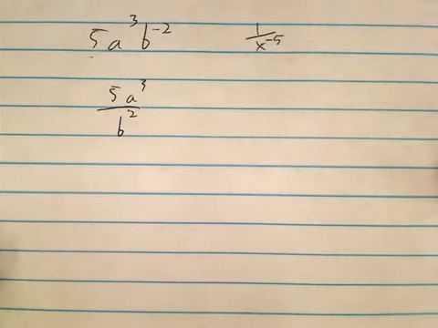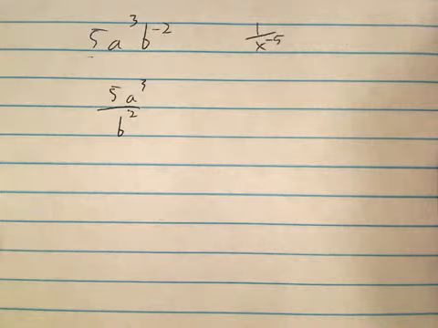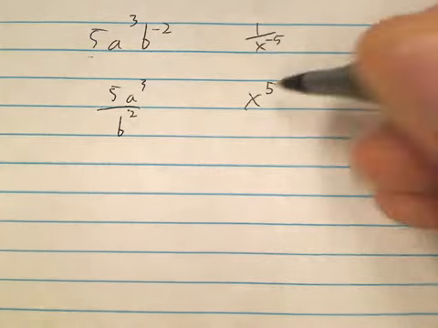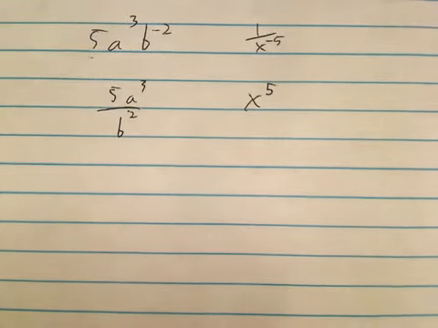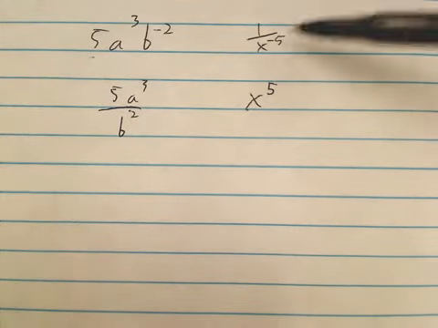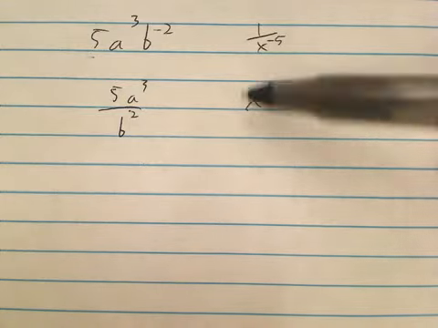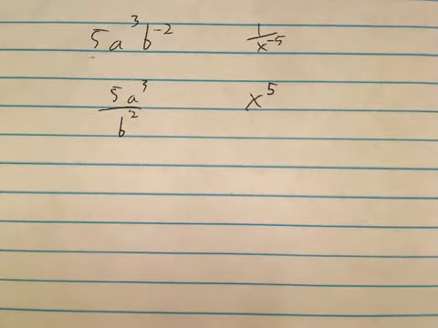The same thing over here. This x to the 5th, because it's a negative 5th, it's going to move to the numerator. So my answer here is just going to be x to the 5th power. Okay, so that moves from the denominator to the numerator, and there's nothing else there, so I just write the x to the 5th power. I don't put the 1 in front of it, because 1 times anything is just what you have there.